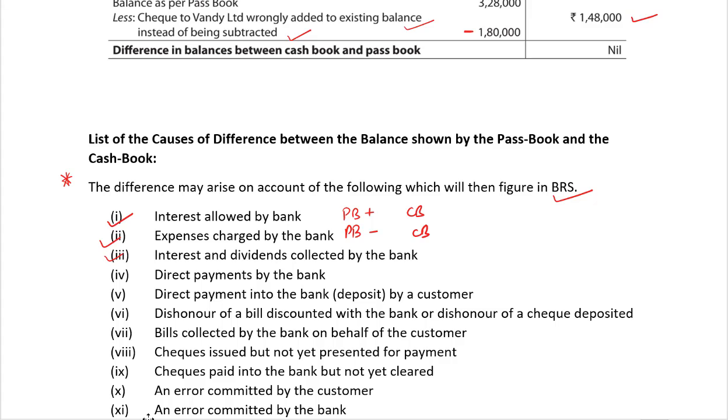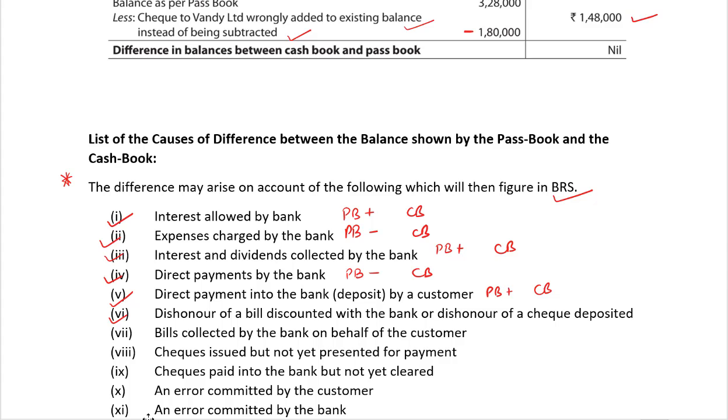Third, interest and dividend collected by the bank. So in the passbook there will be a plus because the bank has collected the interest. In the cash book there will be no entry. Later on it would be adjusted. Point number 4, direct payments by the bank. The banker has made direct payments, so in the passbook it would be deducted, and in the cash book adjustments will be made later on. Fifth, direct payments into the bank or deposit by the customer. So in the passbook, direct deposit by the customer would be added. In the cash book, later on the adjustments need to be made.